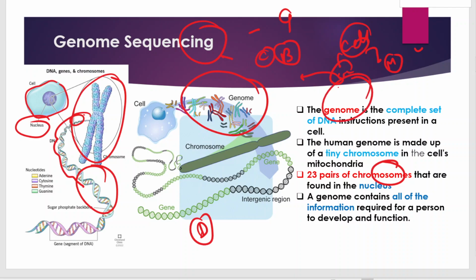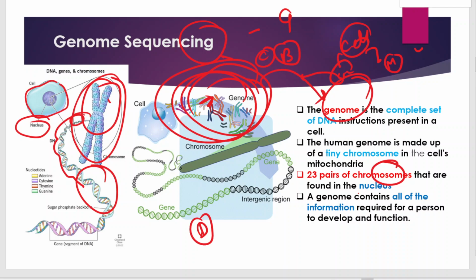The genome is the complete set of DNA instructions present in the cell, and the human genome is made up of tiny chromosomes. Here we have shown you that this is one chromosome, and this is a combination of chromosomes, and the combination of chromosomes we call a genome. A genome contains all of the information required for a person to develop and function. That's why our body, our behavior, our physical appearance, our eyes, our nose, are all based on the instructions present in the DNA. Okay, so hope you understood.